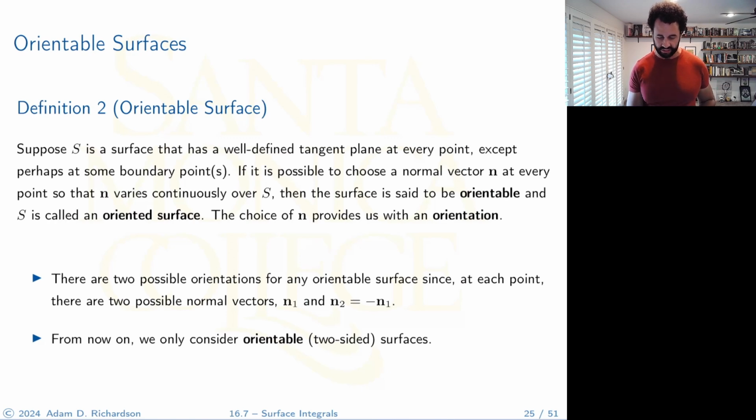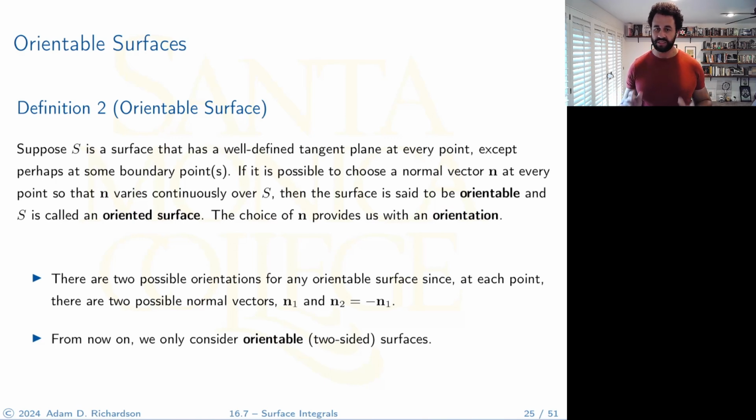Suppose S is a surface that has a well-defined tangent plane at every point, except perhaps at some of the boundary points. If it is possible to choose a normal vector n at every point so that n varies continuously over S, then the surface is said to be orientable, and S is called an oriented surface. So in other words, if you can well define that normal vector, and that normal vector varies continuously, then you've got an orientable surface. And the choice of n provides you with what we call an orientation.